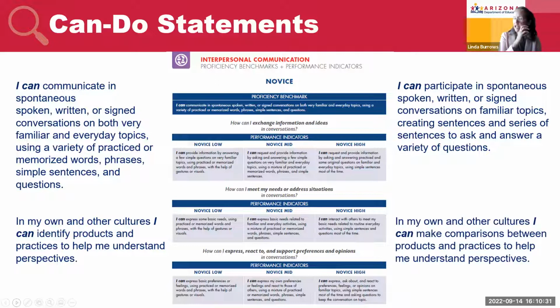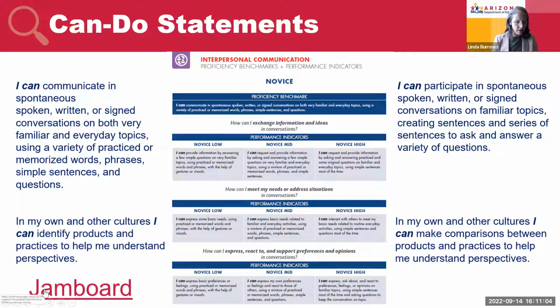And then also, if we take it from a novice mid cultural components to in my own and other cultures, I can make comparisons between products and practices to help me understand perspectives. So again, this is what we want to do. We want to let kids know where they're at with their I can statements and also where they're going. Now, it doesn't necessarily mean that they're literally saying, I can do this, because that was my problem with it. It's just that idea that they can identify where they're at and where they're going.